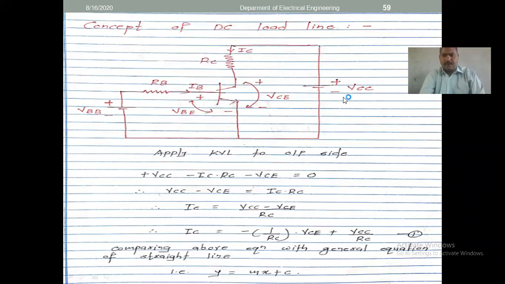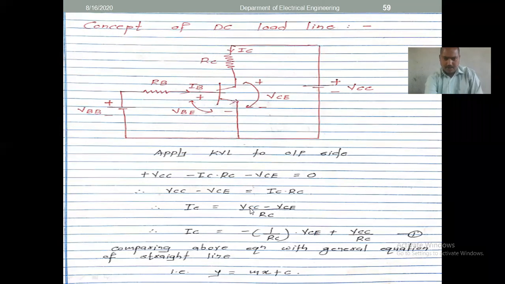Now apply KVL to the output side. We see that this is the equation: IC equals VCC minus VC divided by RC. So minus VC we take first. This is a minus VC, and there is nothing else multiplying, that's why it is 1 divided by RC. So minus 1 upon RC into VC. This is the form for this type of configuration.